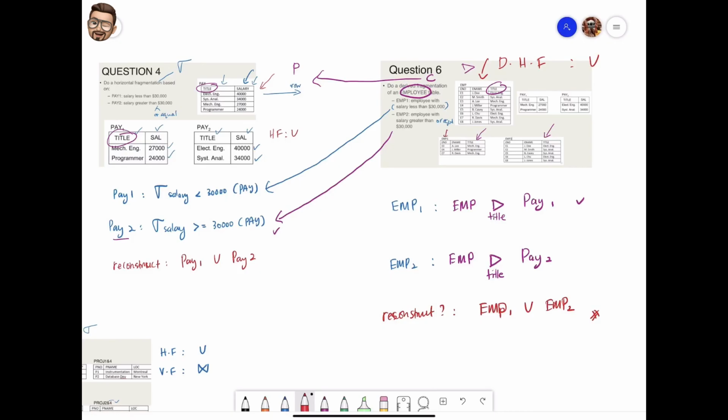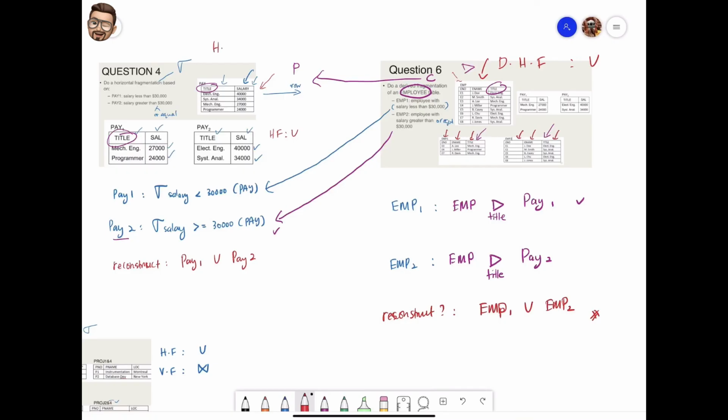the schema is the same: employee number, employee name, title. So since the columns are the same, we can use union operation. So employee 1 union with employee 2, we will have one big employee table again. Okay, so this is the concept of derived horizontal fragmentation.